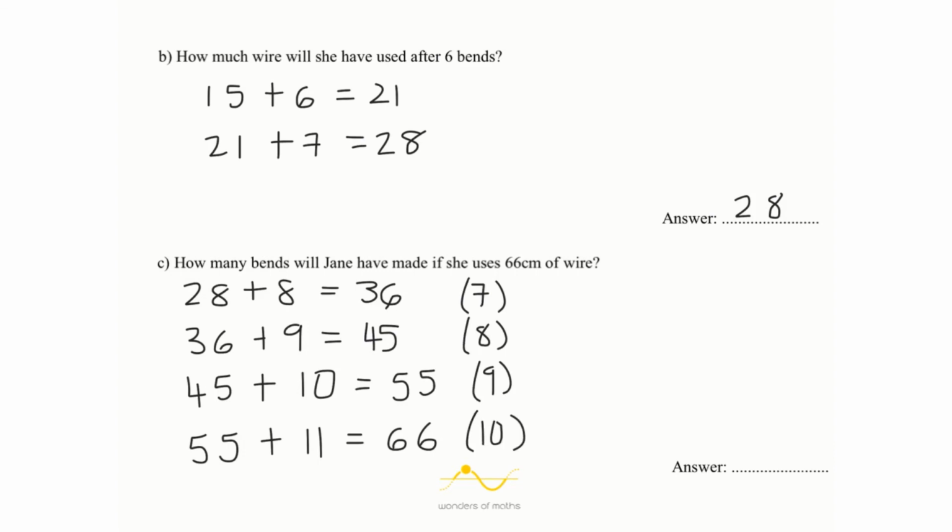I've put in brackets the number of bends that each calculation corresponds to. And now that we've done that, we can see that when Jane uses 66 centimeters of wire, she's made 10 bends. And that is our final answer.